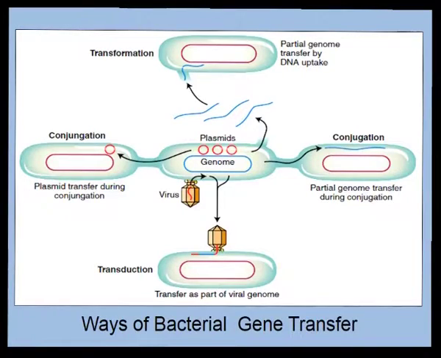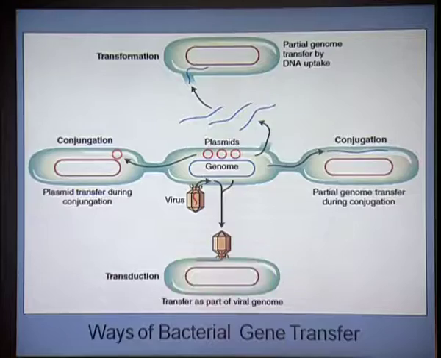Therein we see that there exists a donor cell which contains a plasmid, and there also exists a recipient cell which doesn't contain the plasmid. The donor bacterium transfers the plasmid from the donor cell to the recipient cell. At the same time, the plasmid undergoes replication. So, at the end of conjugation, both the cells become equivalent to donor cells.